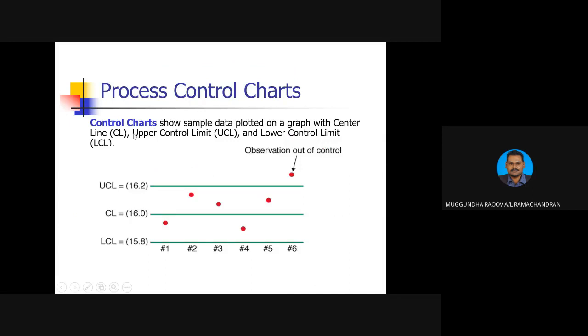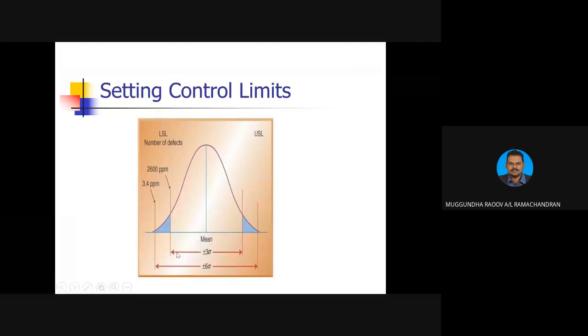Now, a control chart basically shows sample data plotted on a graph with the center line. CL stands for central line, UCL stands for upper control limit, LCL stands for lower control limit. And this is the observation that is out of control. So class, these are the plus minus 3, and this is considered plus minus 6.